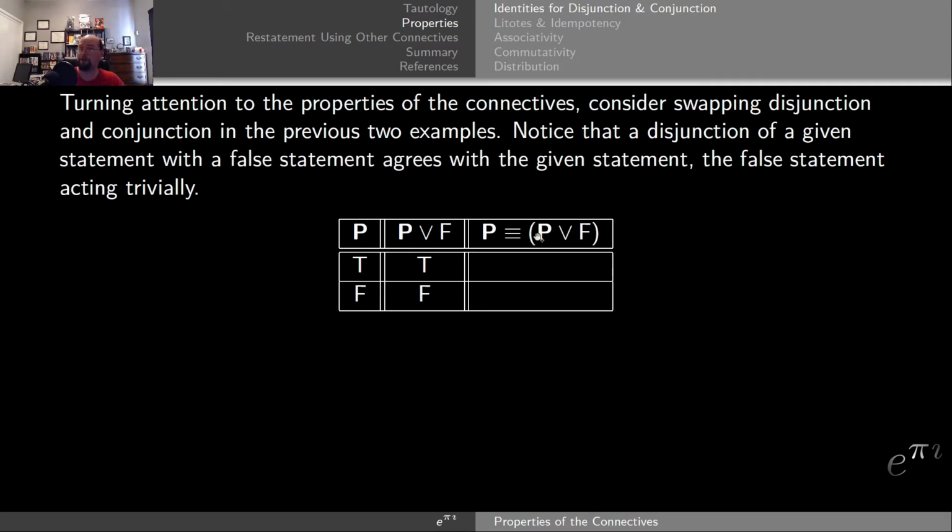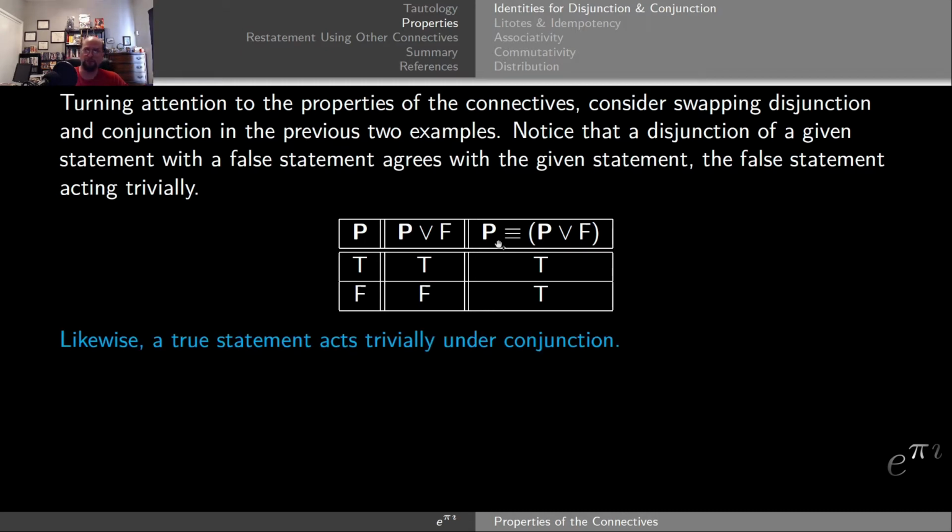So when are they the same? Well, true and true are the same, so this is a true statement. True equivalent to true is true. Likewise, false equivalent to false is also a true statement, giving me a tautology. Notice that the false basically melts away and just leaves me with the P. The false contributes nothing, basically.